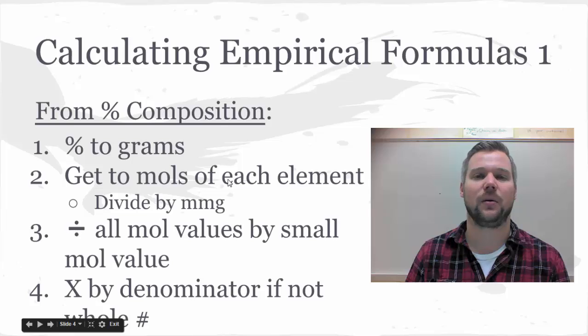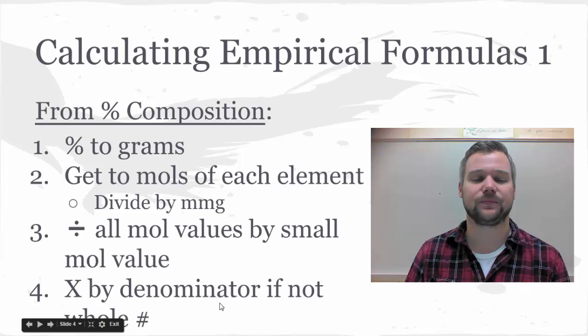Get to moles of each element. So divide all mass values by the representative molar mass in grams of that substance. Number 3, divide them all by the smallest. Divide all your mole value answers from number 2 by the smallest. So divide them all by the smallest.